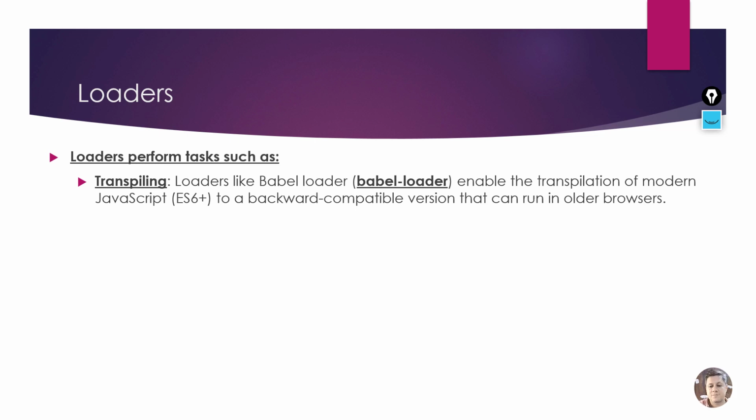So what does transpiling mean? Loaders like Babel loader enable the transpilation of modern JavaScript to a backward compatible version that can run in old browsers. Let's say you have an old browser and it does not understand a new feature. As you all know, as per the setting, Babel loader can make that code work on older browsers also, right?